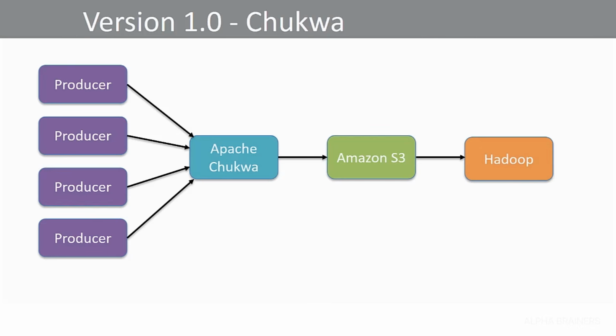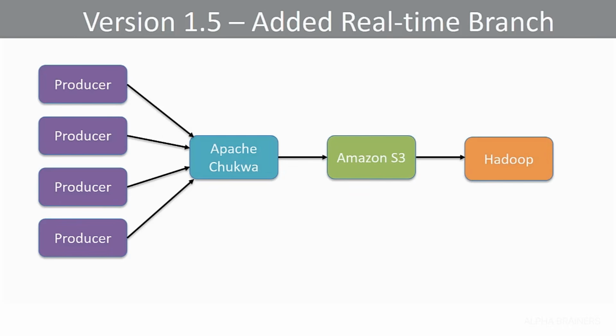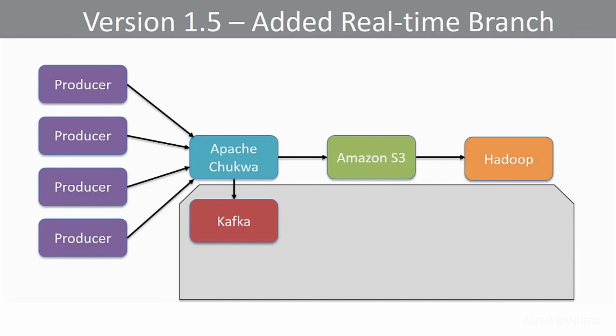At the point where they first created this, that wasn't a big deal. They were only doing batch reports every hour or daily, so it wasn't really a major problem at the time. But as time progressed and Kafka became more and more popular, they realized that it would be nice to have some real-time analytics take place. So in version 1.5, they added a branch. They took some of the messages that were going through Apache Chukwa and branched them off into Kafka. About 30% of the messages were branched off into Kafka.